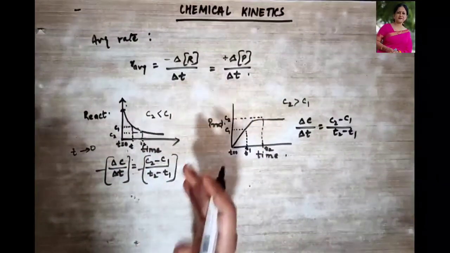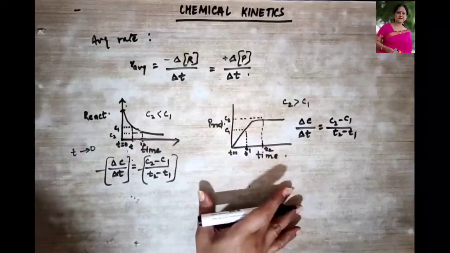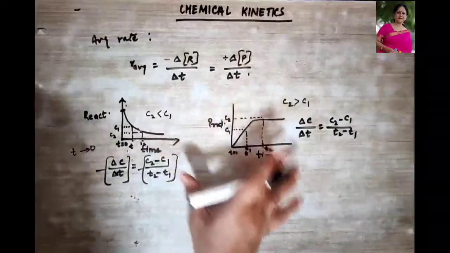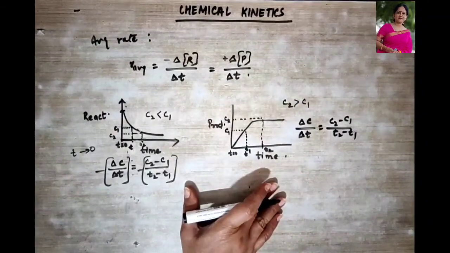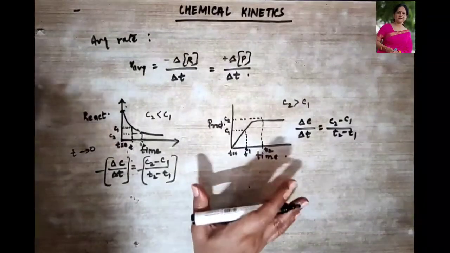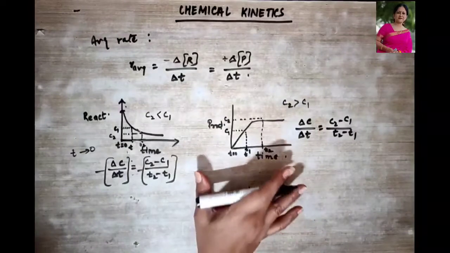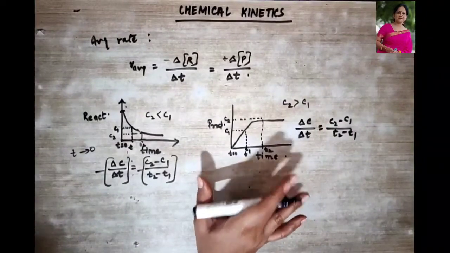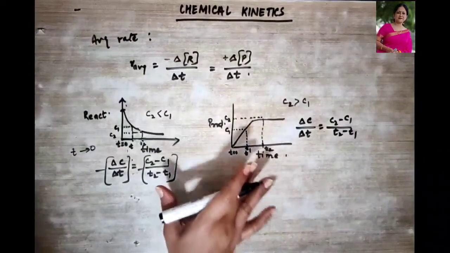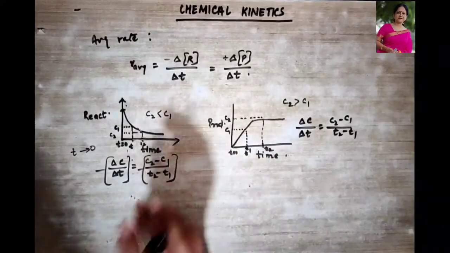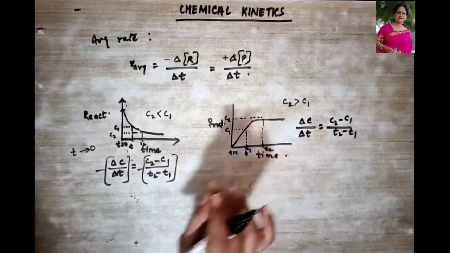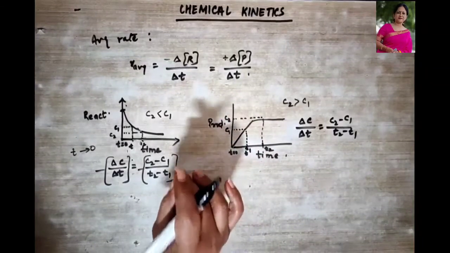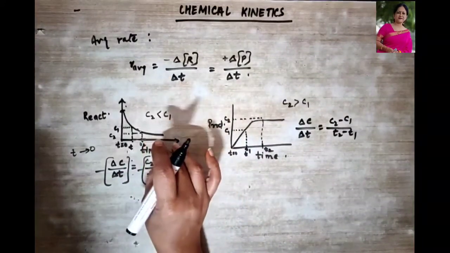Now again we come to talking about instantaneous rate of reaction. Till here, the average rate of reaction is clear. Now we are going to talk about instantaneous rate of reaction. So the instantaneous rate of reaction is defined as the rate of change of concentration of any one of the reactant or the product at a particular instant or a particular moment of time, right?